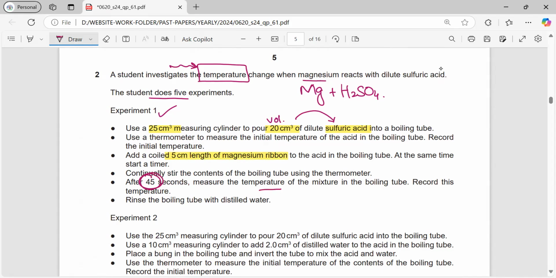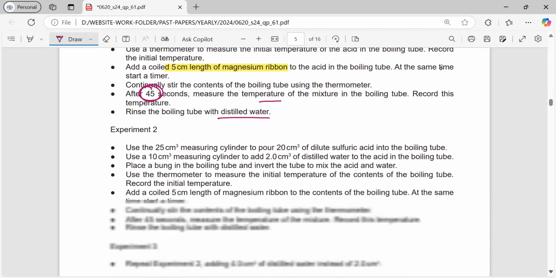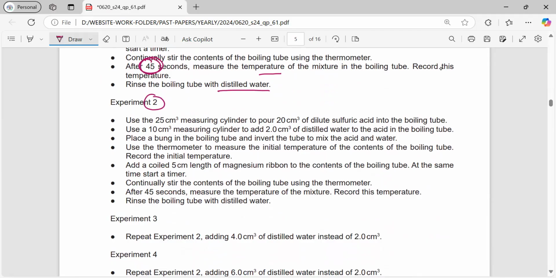So we recorded the initial temperature, and after 45 seconds of adding magnesium ribbon, we'll measure the temperature again. Record the temperature, rinse the boiling tube with distilled water. Then we'll perform experiment 2, taking the same amount of sulfuric acid, which is 20 centimeter cube.